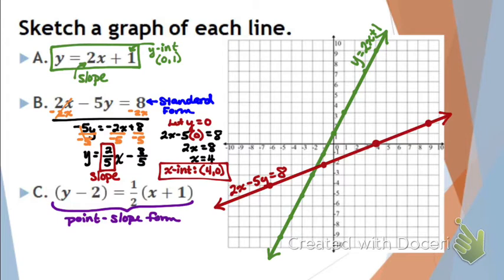All I need is one point and the slope, and I can graph a line. So let's write down the point that this form is telling me. What is the x part of this point? Negative 1 for the x part. What value of x would make that 0? Negative 1. What is the y part of the ordered pair for the point they're telling me? 2. Negative 1, 2.